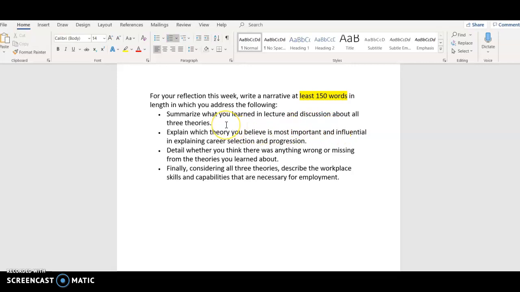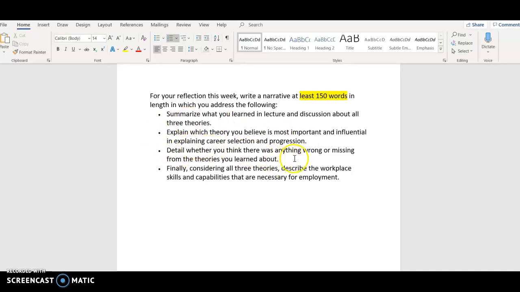theories. So you should basically have the major tenets, as was posted in the discussion, of each of the theories. In Donald Super's theory, it says this, and you go through each one and list the major tenets. And then the next part is your own opinion, which theory you believe is most important and influential in explaining career selection and progression. You should tell me which theory, and you should also explain why. You don't want to just say Donald Super's theory. That's not really enough of an answer. You want to explain why, what in the theory makes you feel the way you do.